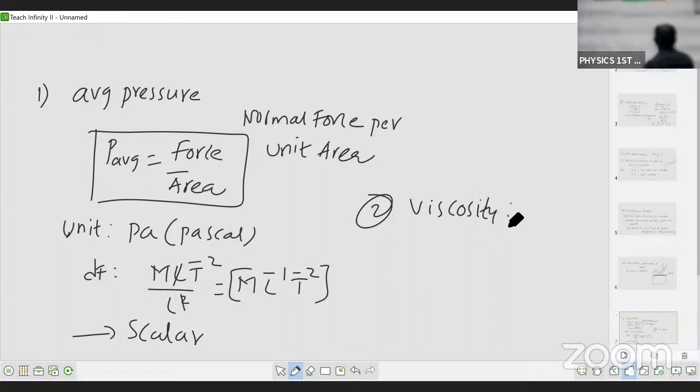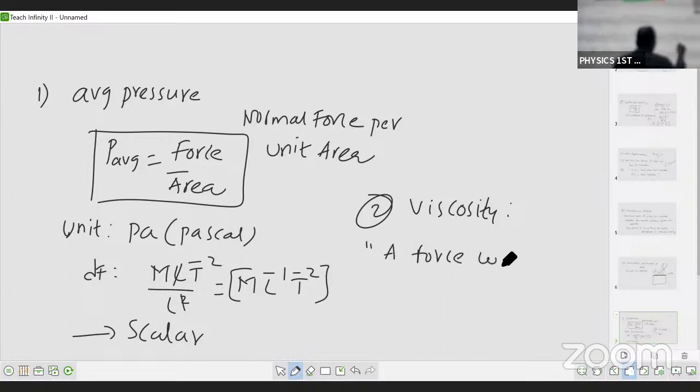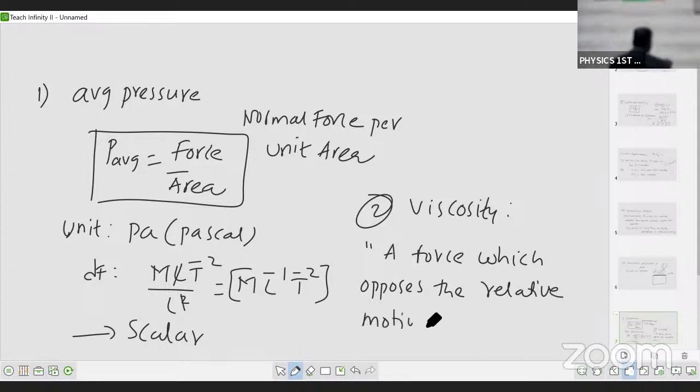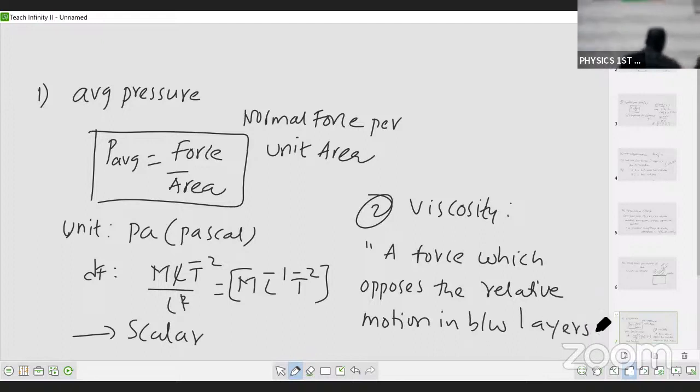Viscosity means a force which opposes the relative motion in between layers. So in between the layers one opposing force is there, that is only viscosity. Here what is the viscosity? Units and dimensional formulas. Now see, units means Pascal second, student.